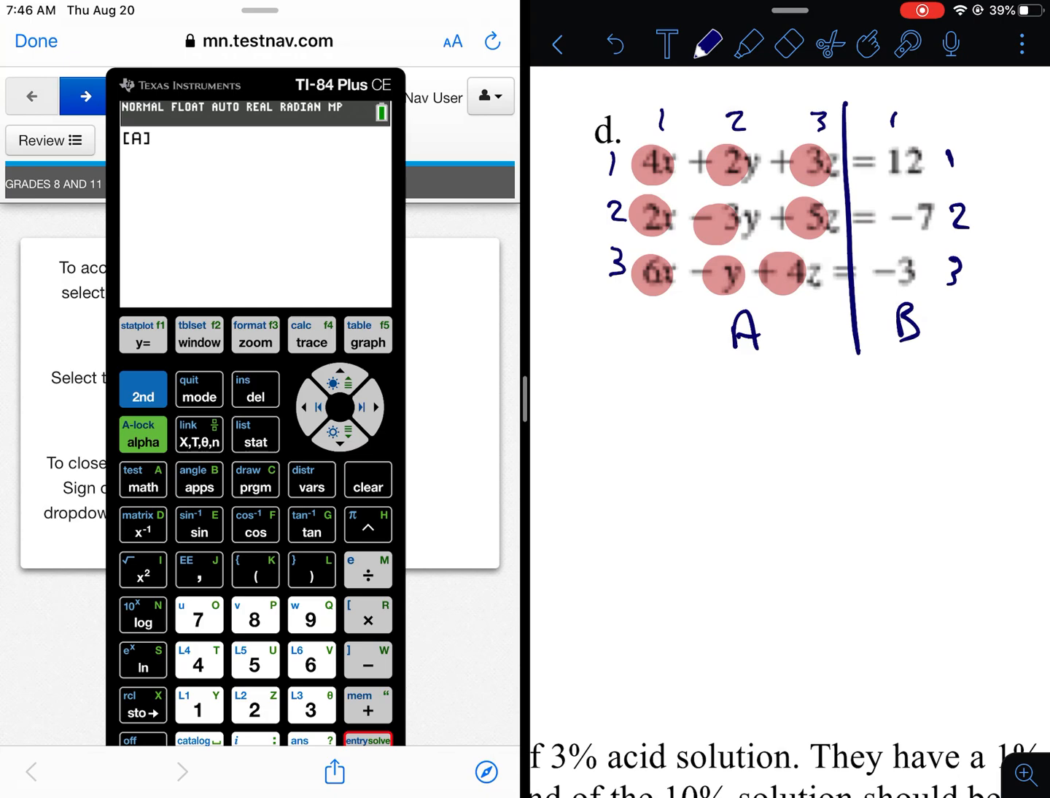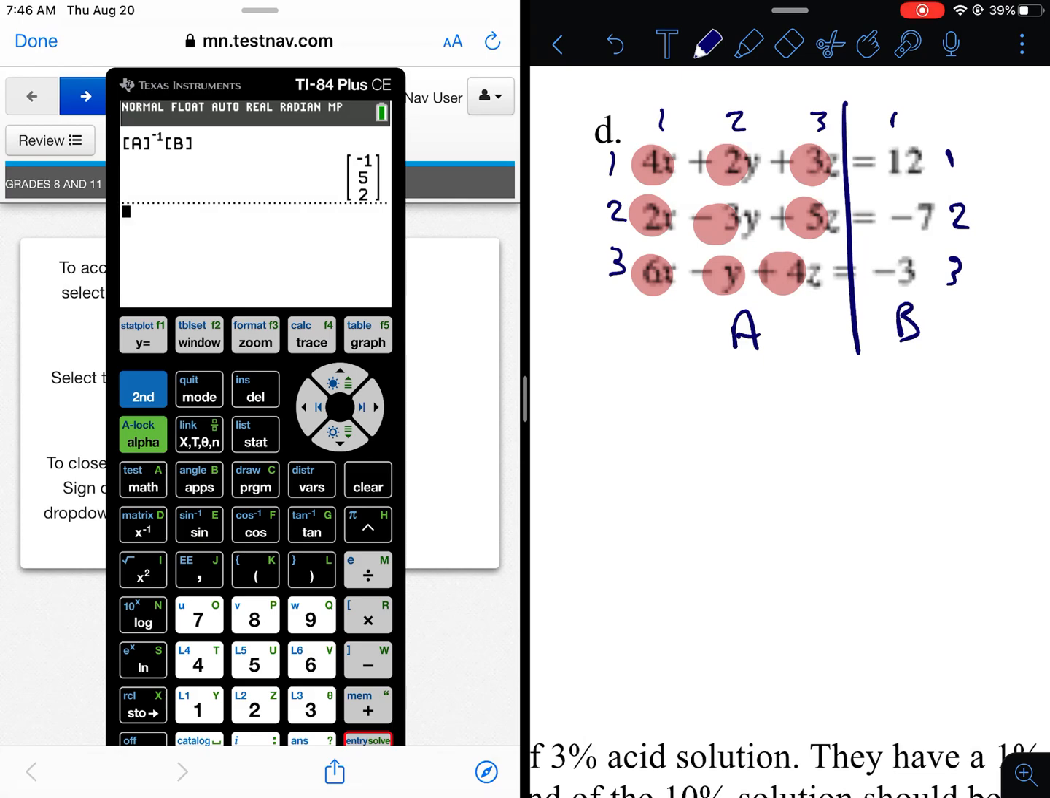And then you have to use the inverse button, which is the same exact button as the matrix button, except you're not going to hit second. So it's to the -1. And then you're going to get matrix B. So second, matrix, go down to B, hit enter. A to the -1, B, enter. And there you go. There is your X, Y, and Z. Your X is -1, your Y is 5, and your Z is 2.